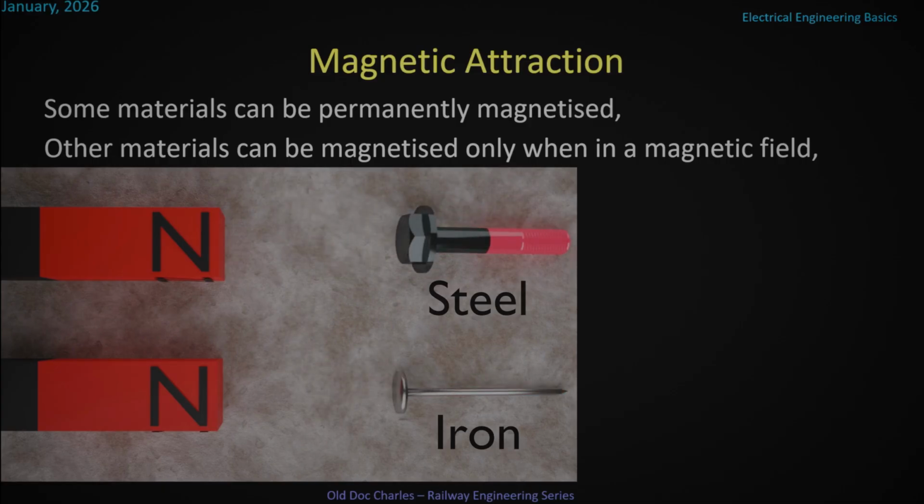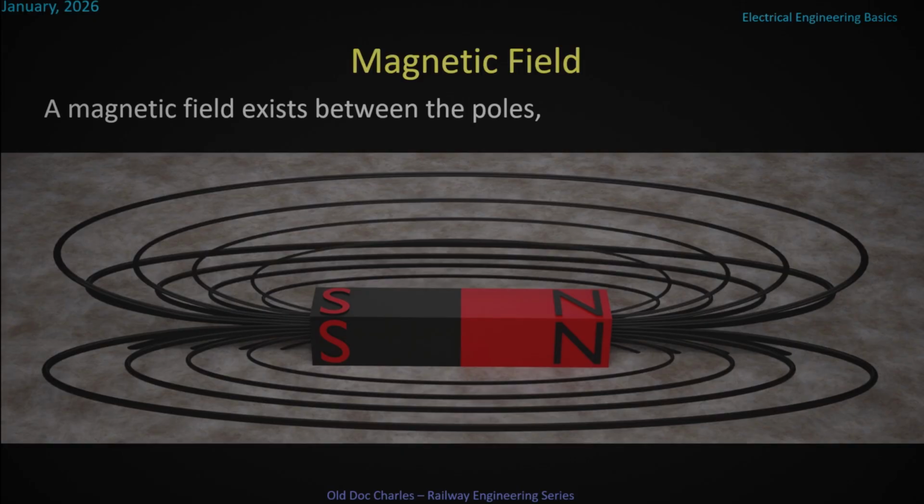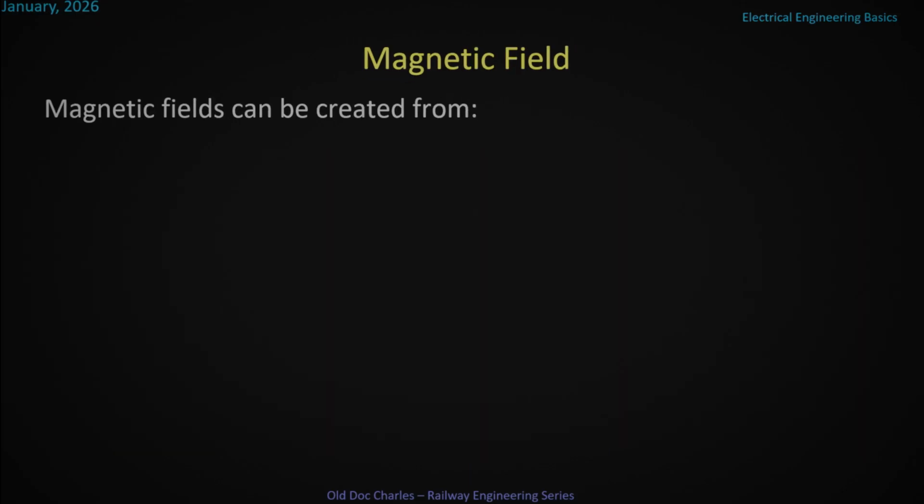A magnetic field exists between the poles, and we usually represent these fields by lines of equal magnetic force. They're kind of spread out as they go around. They're mostly concentrated at the poles. We can get a magnetic field by using a permanent magnet, which is a thing that's always magnetized, or we can create a magnetic field due to the motion of an electric charge, a current.